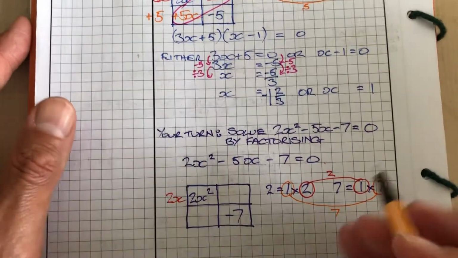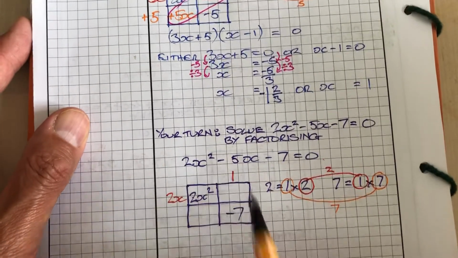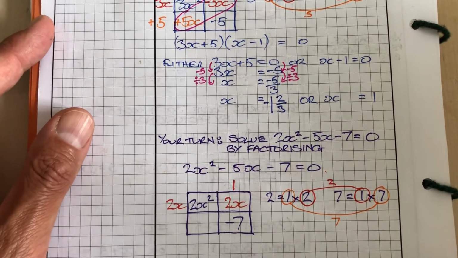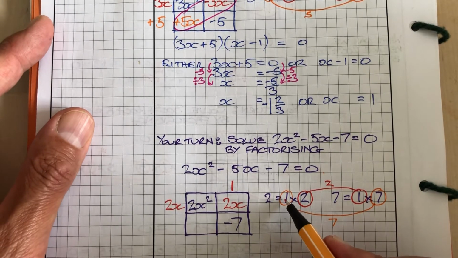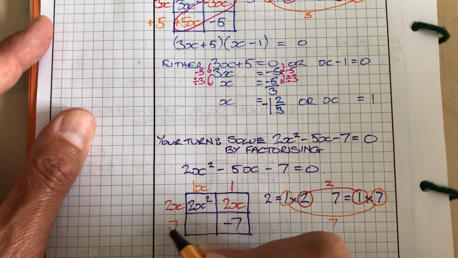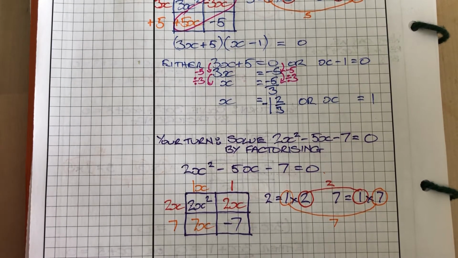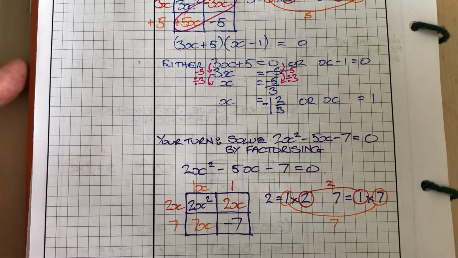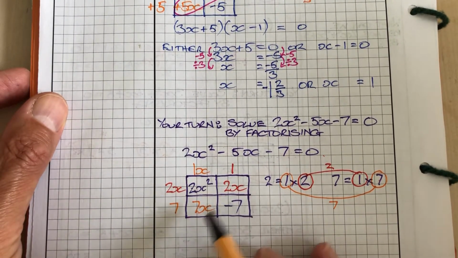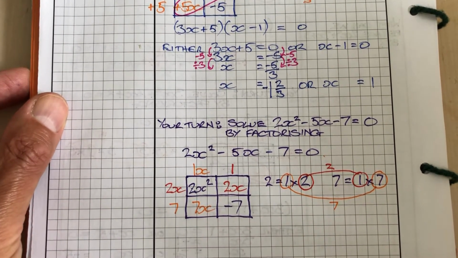So this 2x, I'm pairing it up with 1. So I'm going to put 1 there, so I've got 2 times 1 gives me 2. This 1x is going with 7. So 1x here, I need to put 7 here, so I get 7 times 1x gives me 7x. I'm not worrying about the sign yet, only about the size of my two numbers. And I can see that if I do 7x take away 2x, I will get 5x. Only it's not 5x, it's negative 5x.